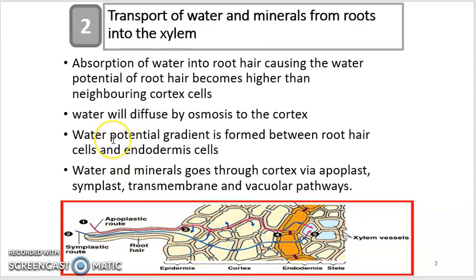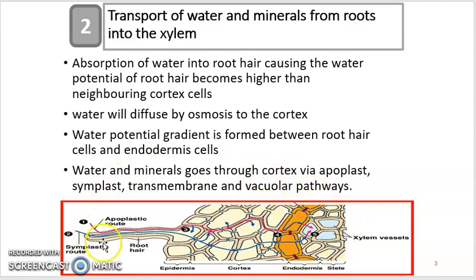So kalau awak tengok based on the next point, water potential gradient is formed between root hair cell and endodermis cell. And then water and mineral go through cortex via apoplast, symplast, transmembrane and vacuolar pathway. So how is water from root hair transported from root into the xylem? There are 4 pathways that you have to differentiate. Yang pertama adalah apoplast, yang kedua symplast, and then next transmembrane, and the other one adalah vacuolar pathway.